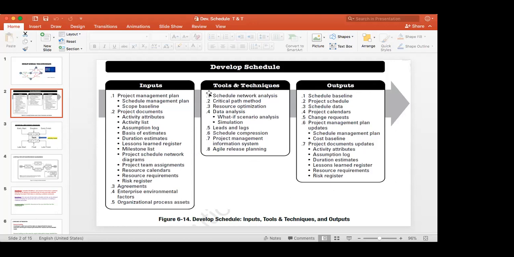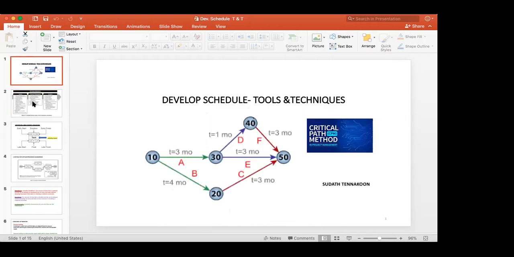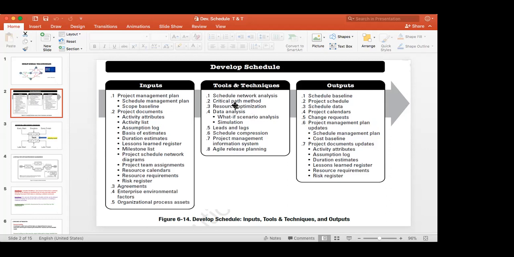Now, this is very important because we have some mathematical part. You will normally find a question on develop schedule, so it is very important to learn this thoroughly. The tools and techniques are schedule network analysis. We are not talking too much on this one. So critical path method, this one we are going to discuss.